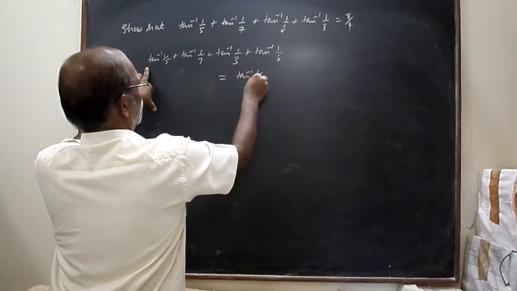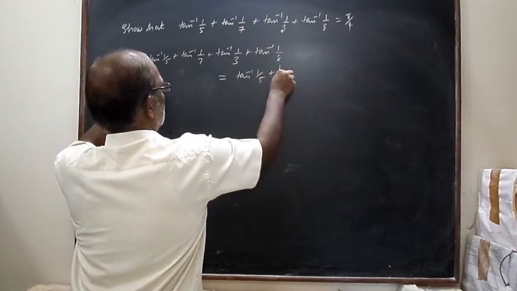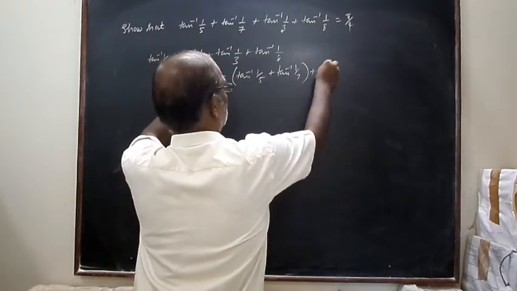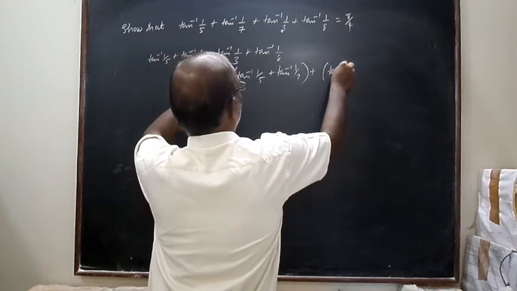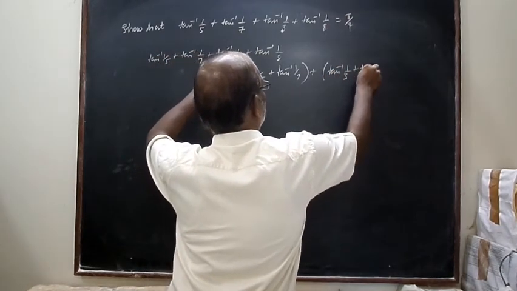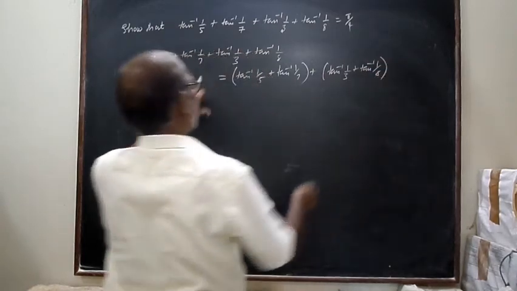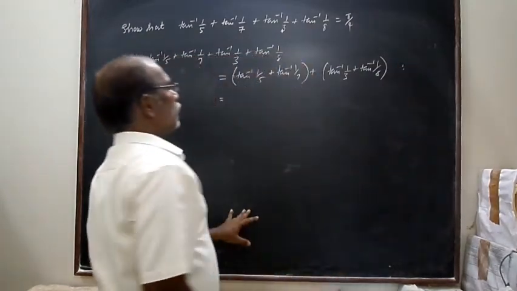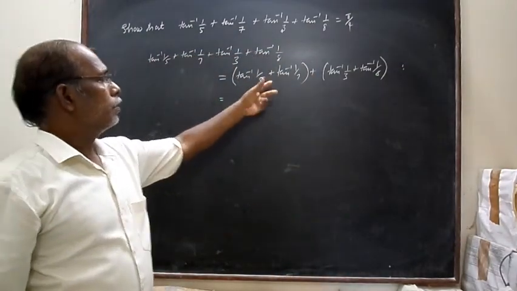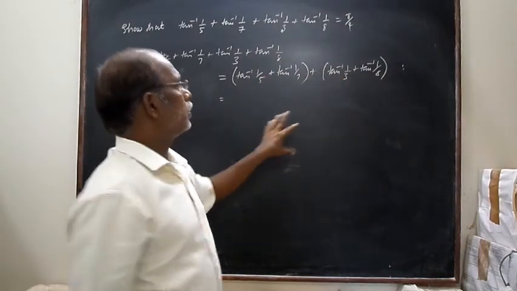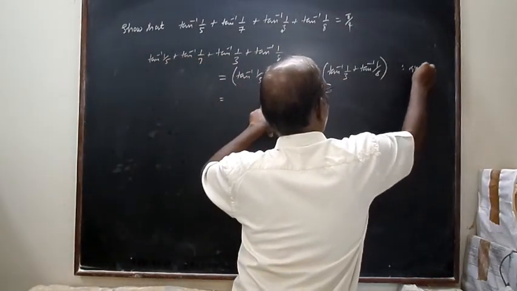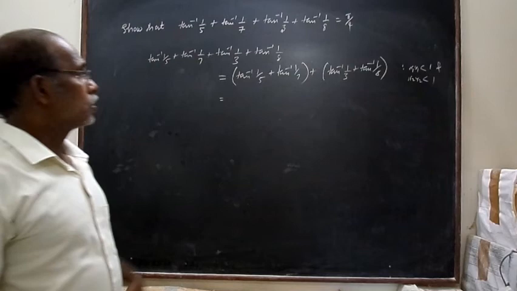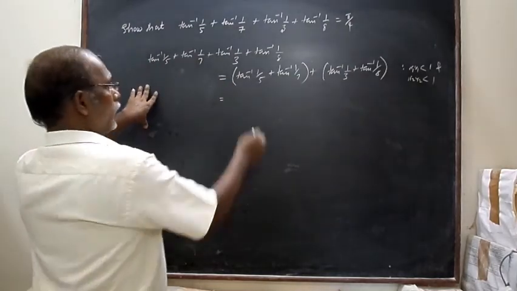So tan inverse 1/5 and tan inverse 1/7 are the first group. The remaining two terms make the second group, tan inverse 1/3 plus tan inverse 1/8. In every group we have to test whether xy is greater than 1 or less than 1. Here there are two terms, x1 y1 and x2 y2. Here x1 y1 is less than 1 and x2 y2 is also less than 1, so we are permitted to apply the identity formula straight away.